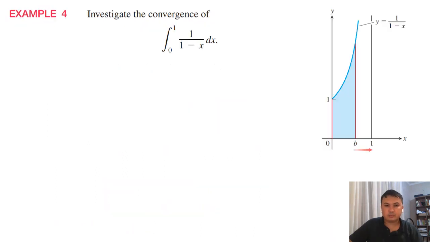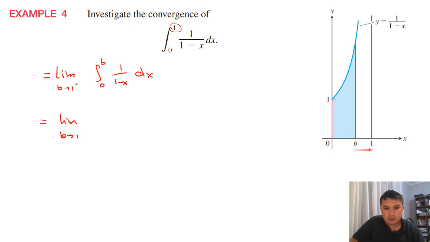Okay, let's do some examples. I would like to investigate the convergence of the integral of 1 over 1 minus x from 0 to 1. What is wrong with it? Well, if x is equal to 1, then the integral becomes 1 over 0, right? So I have to be careful with 1. So I do it the way we do in improper integrals. We say b goes to 1 from the left, integral from 0 to b, 1 over 1 minus x dx. Let's keep the limit for now.